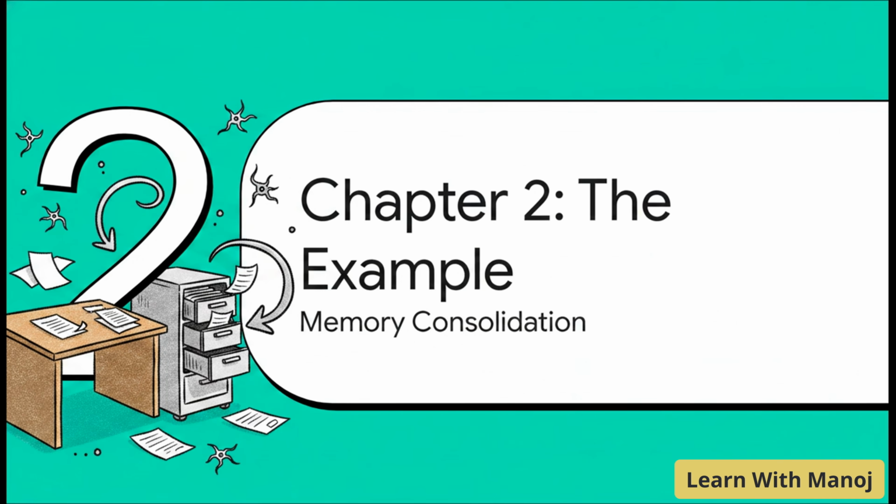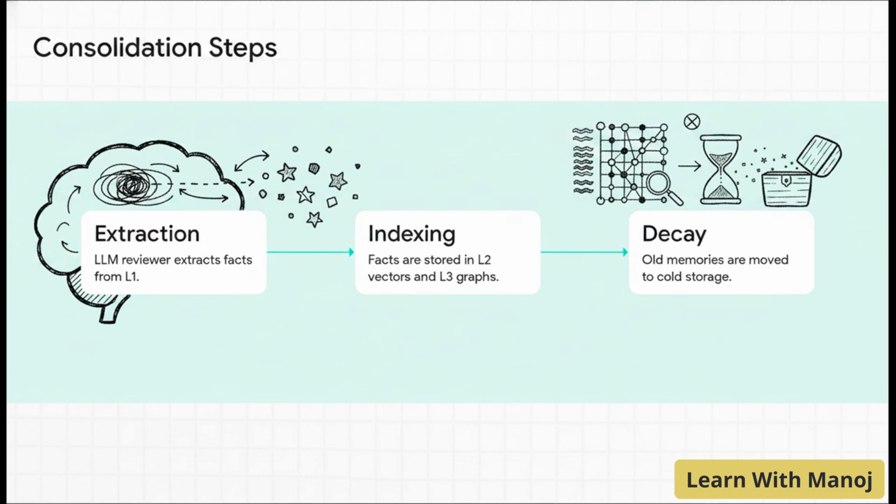Moving right along, Chapter 2, the example. We're going to look at memory consolidation patterns. Let's see how a fleeting thought actually moves from the desk into the filing cabinet. Having a desk and a filing cabinet is great, but how does the paper actually get from the desk into the right drawer? That process is called memory consolidation.